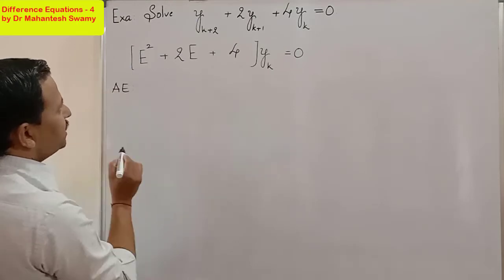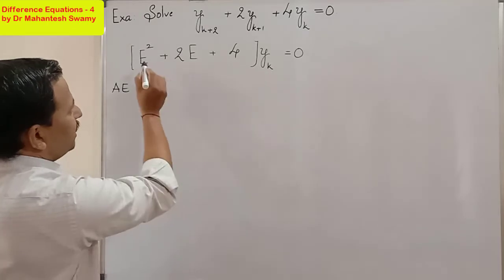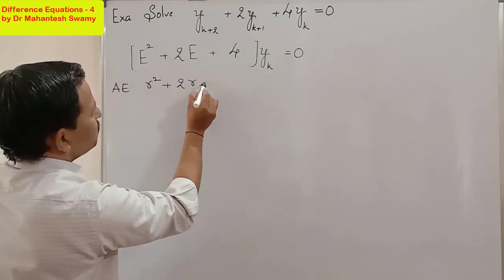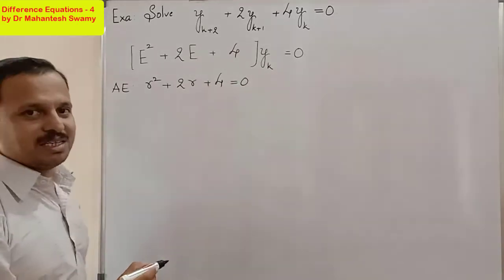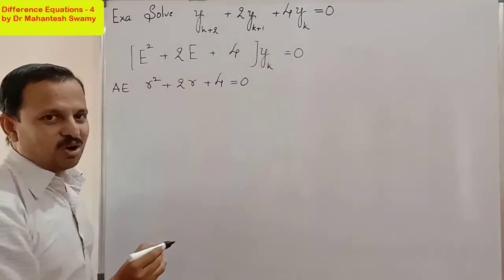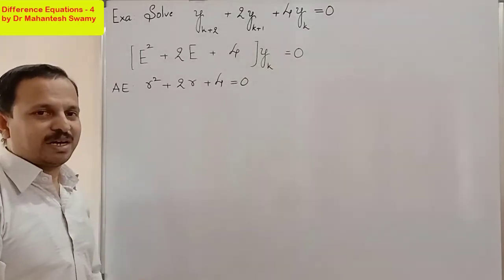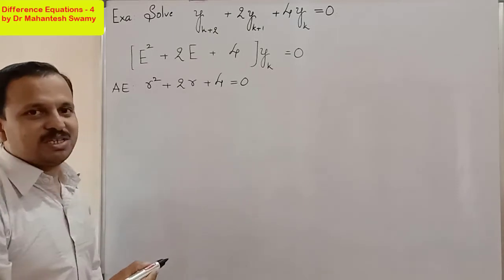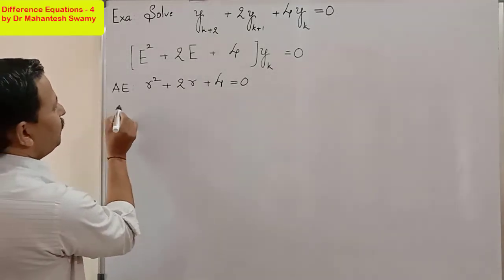The auxiliary equation is obtained by replacing E by r in this bracket. So it is r squared plus 2r plus 4 equals 0. It is a quadratic, algebraic equation with the variable r. Now this equation is to be solved. In order to solve it, we prefer either the factorization method or the formula method. But in this case, we find that factorization is not possible. Therefore, we will use the formula method.